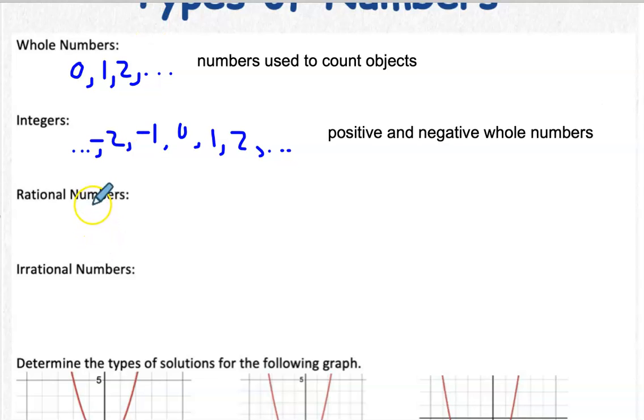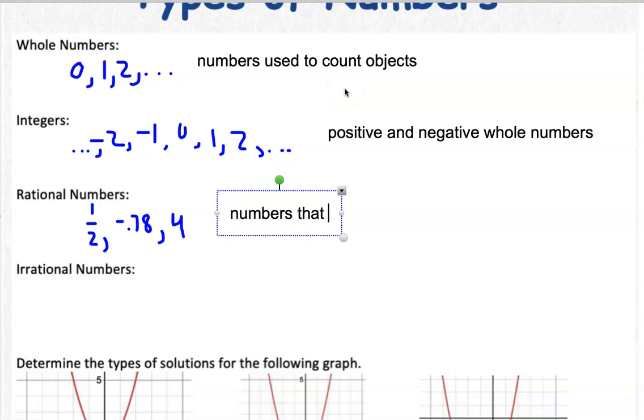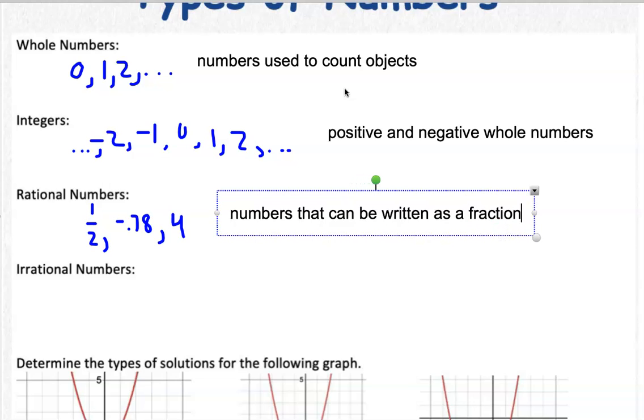Next up, rational numbers. Rational numbers are numbers that can be written as a fraction. So like 1/2, for example, can be written as a fraction. Any decimal that ends can be written as a fraction, like -0.78, for example. Whole numbers can be written as a fraction, right? I could put it over 1. Those are some examples, and again, we say these are numbers that can be written as a fraction. Think about those as decimals that do not go on and on forever.